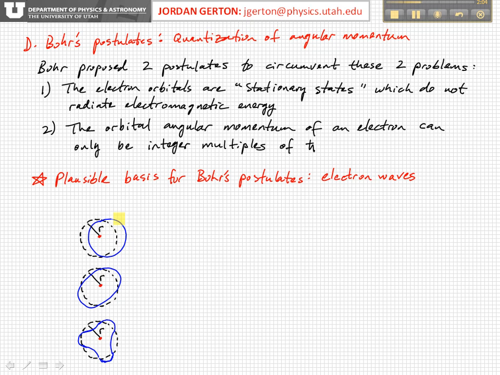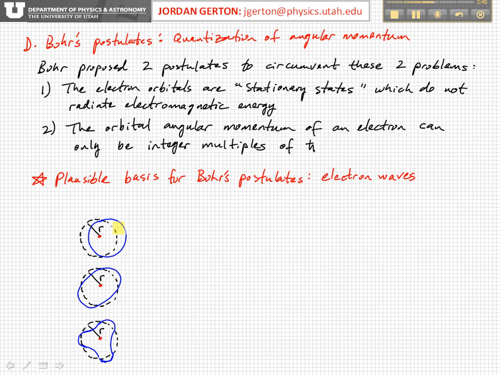So, for example, we can have this shape, this shape, this shape. What we notice on the top one is that the electron spends half of its time outside the classic circular orbital trajectory and half of its time inside. Here we see that it spends a quarter of its time inside, a quarter outside, a quarter inside, and a quarter outside. And here we see that it spends a sixth of its time inside, a sixth outside, a sixth inside, a sixth outside, a sixth inside, and a sixth outside.